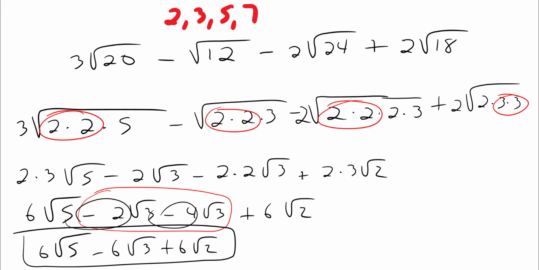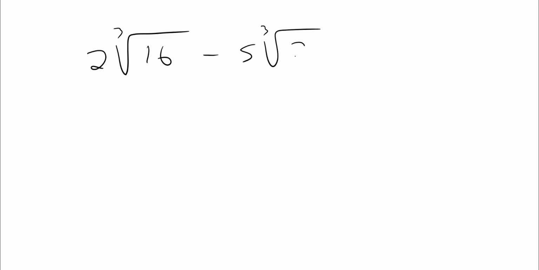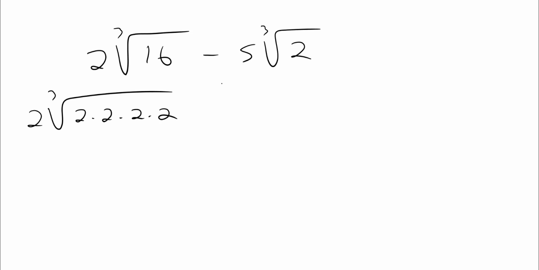You're going to get the same thing with cube roots, right? If I have, let's just do a really basic one. If I have 2 times the cube root of 16 and minus 5 times the cube root of 2. Okay, so let's do this one first. That cube root of 16 is 2 times 2 times 2 times 2. That's broken up completely. Okay, and then I can't do anything with this 5 cube root of 2.